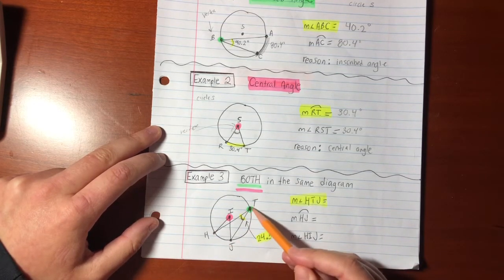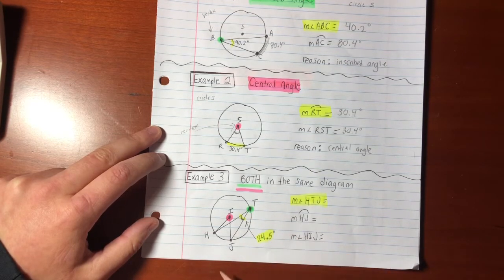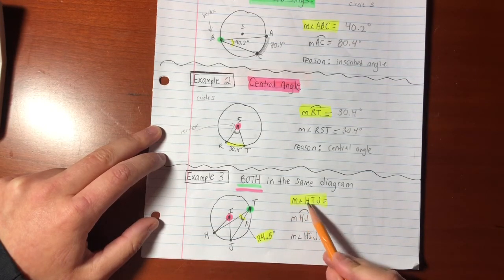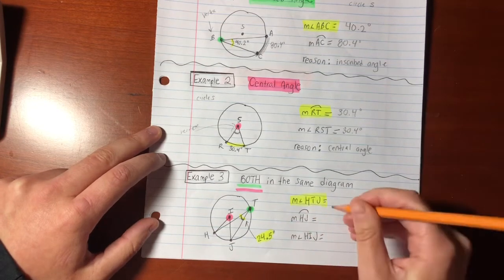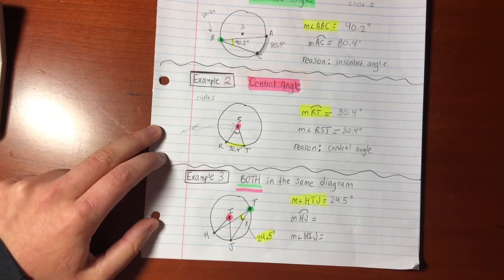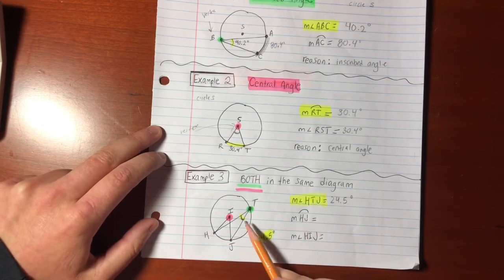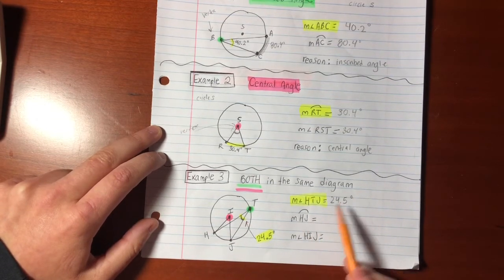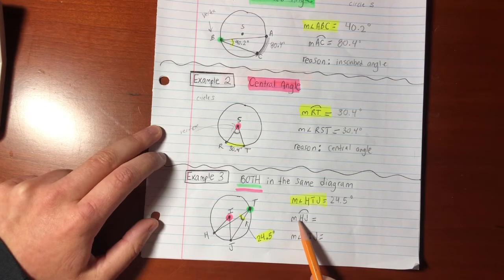TJ, where the vertex is on the circle. Now, since that vertex point T is on the circle, we know that's an inscribed angle, okay? And they're giving us that angle. They're telling us the measurement of angle HTJ is 24.5 degrees, okay? So now it's asking us, if you know that inscribed angle is 24.5 degrees, what is the measurement of arc HJ?